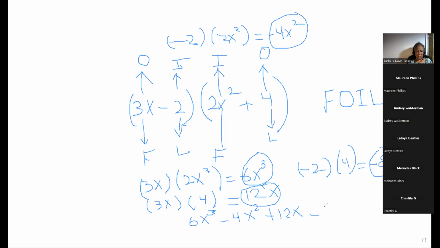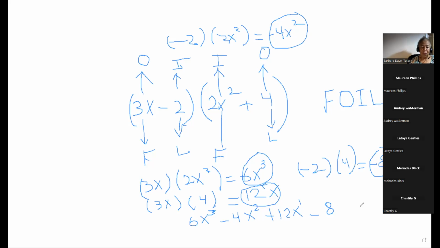And what's the degree of that constant, Audrey? What's the degree of minus 8? The degree of minus 8 is 0. The degree of any constant is 0. Like this is a 3, this is a 2, this is a 1. That's a 1. And this is 0.